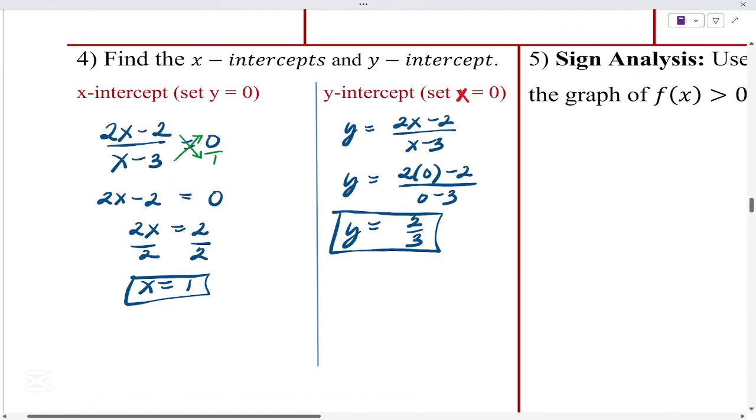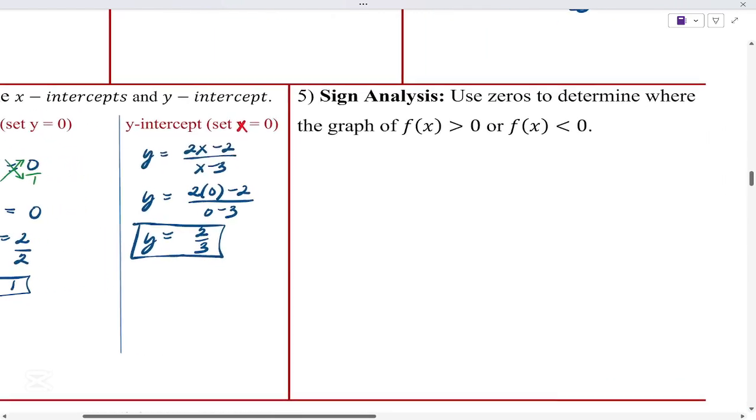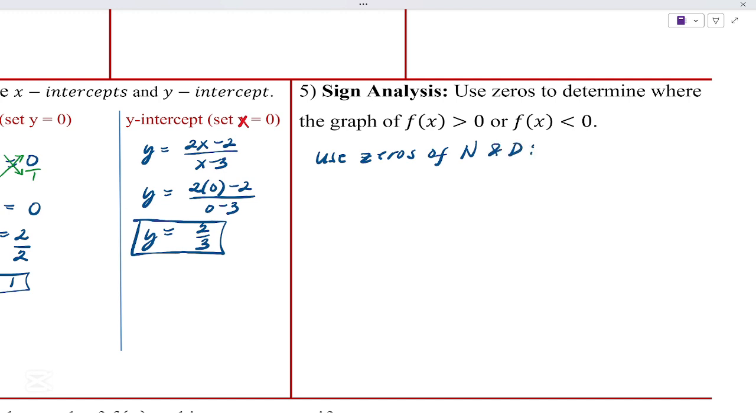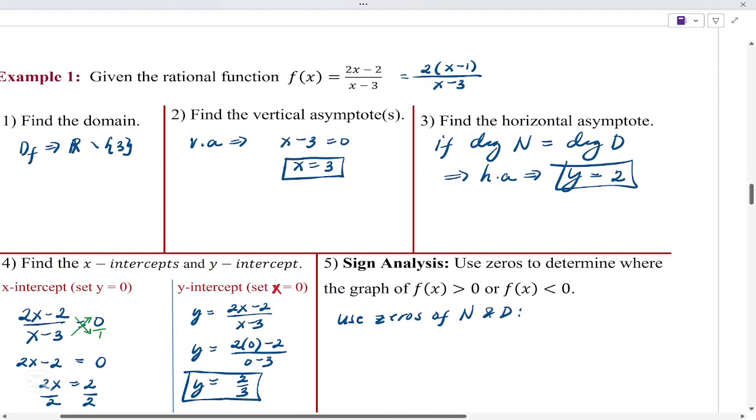And then for the sign analysis, we're going to use the zeros of the numerator and the denominator to determine where the graph is positive or negative. So let us use the zeros of the numerator and denominator, as we found in the rational function. The zero of the numerator is 1 and the zero of the denominator is 3.